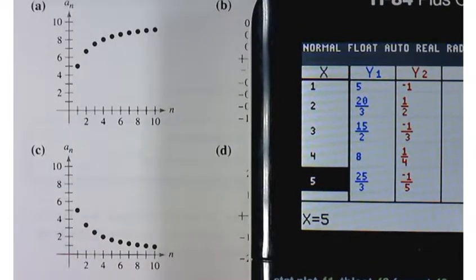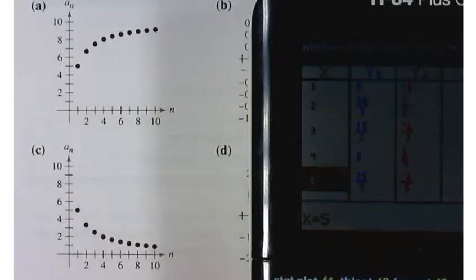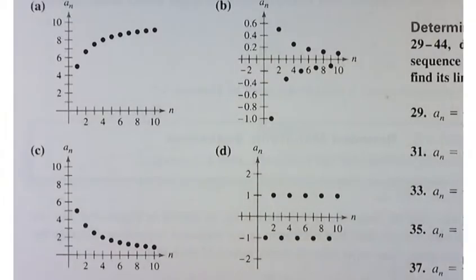Which one is it? Has to be A, right? Because this is an increasing graph. Notice you're not playing connect the dots here. These are just discrete values. We're only plugging in integer values. That's okay. So 10 goes with A.